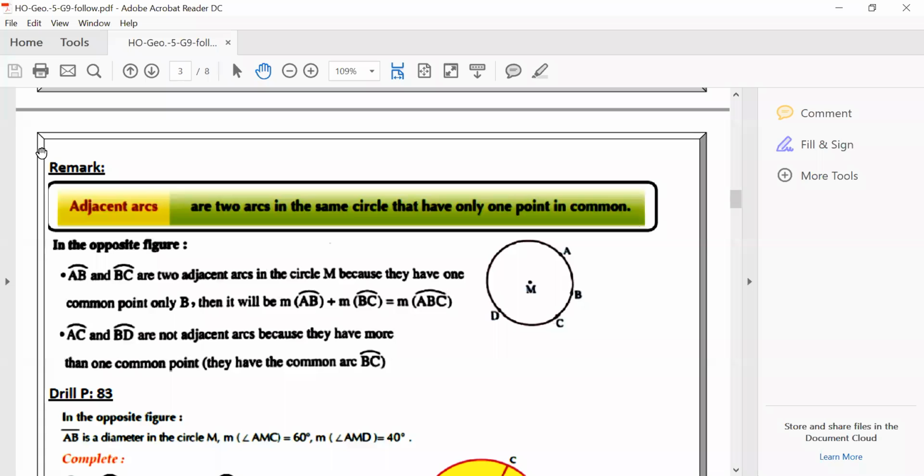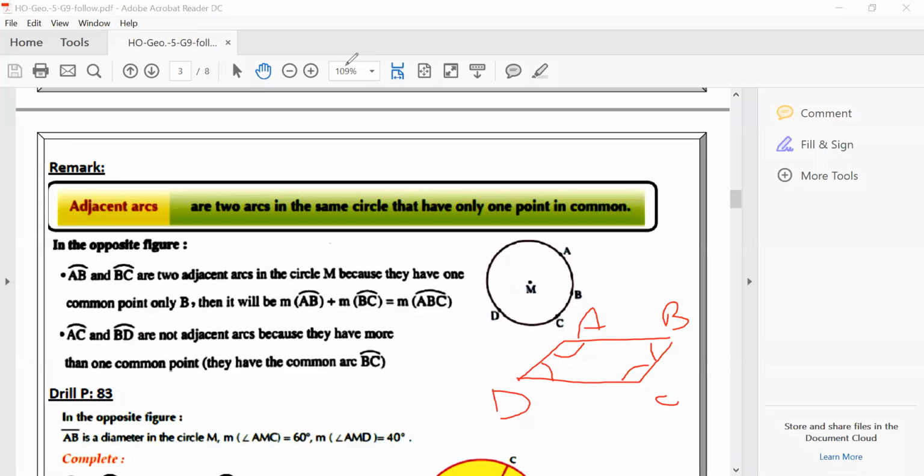Okay, there's a remark here, something called adjacent arcs. Adjacent means beside each other. When I'm talking, for example, about a parallelogram ABCD, and I want two adjacent angles, adjacent means beside each other. So A and B are two adjacent angles. B and C are two adjacent angles. C and D and A.